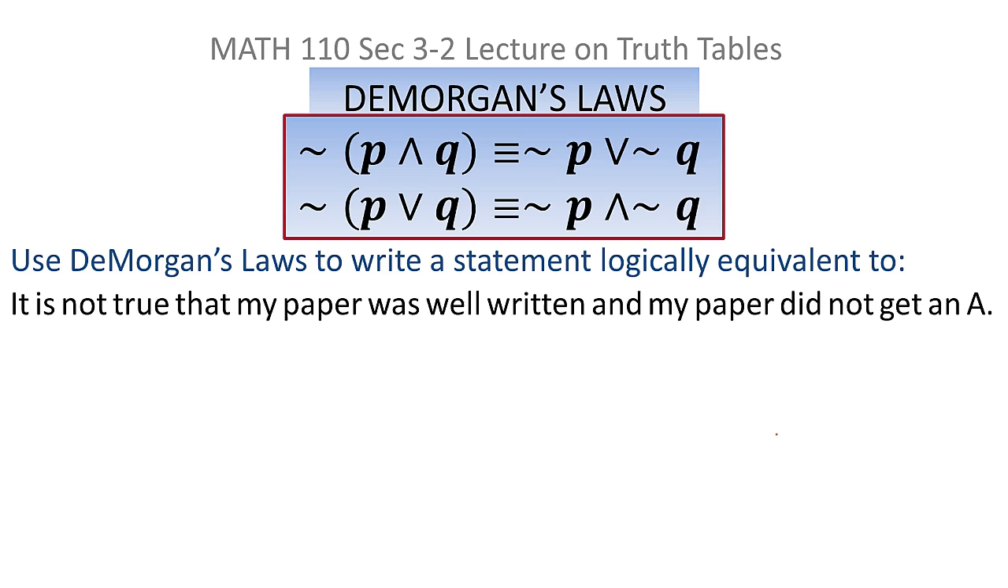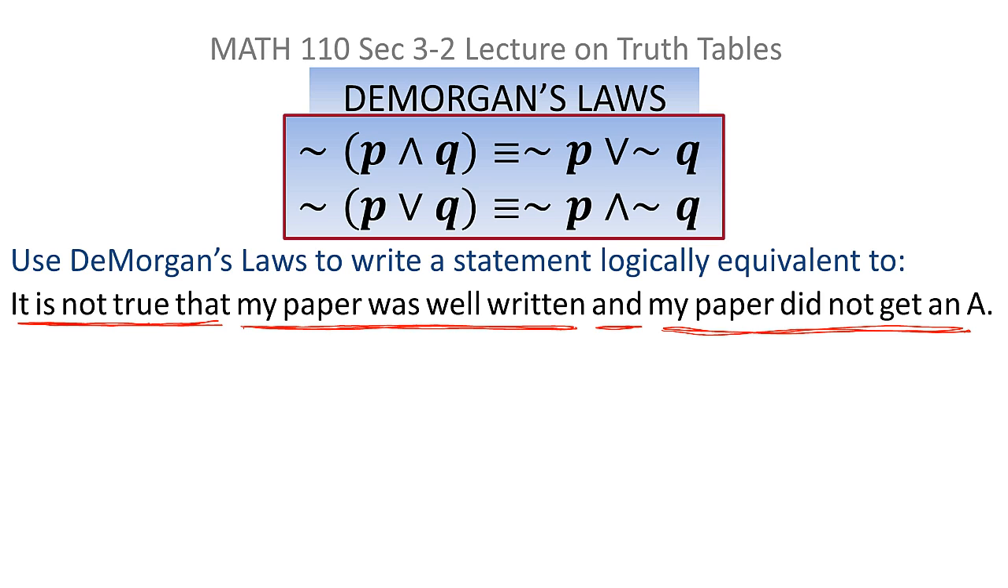Okay, what will we do with deMorgan's laws? Here's an example. It says use deMorgan's laws to write a statement logically equivalent to this statement. The statement says, it is not true that, let's just think of that all as one thing, my paper was well written and my paper did not get an A. So sort of look at the sentence that way.